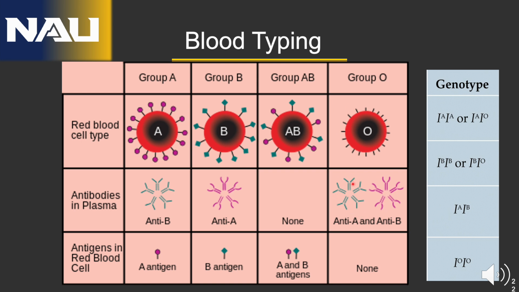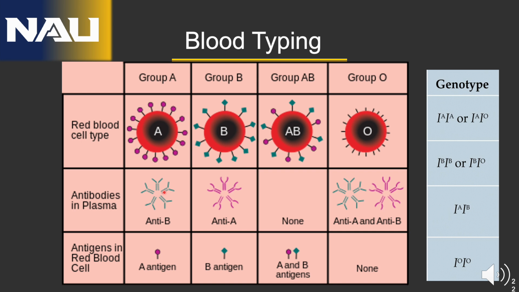And so what happens when a person with blood type A receives blood from blood type B? Well, the anti-B will attach and cause an agglutination between the donated blood cells. What about if they received blood from AB? Well, AB also has B antigens, so there would be an agglutination. What about O? O has no antigens, so there would be no reaction.